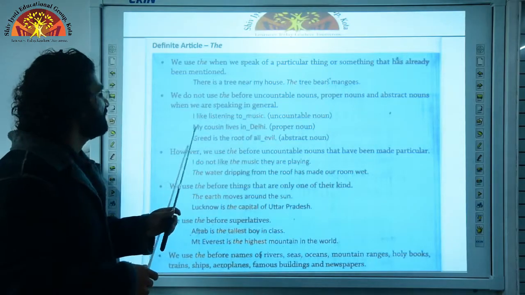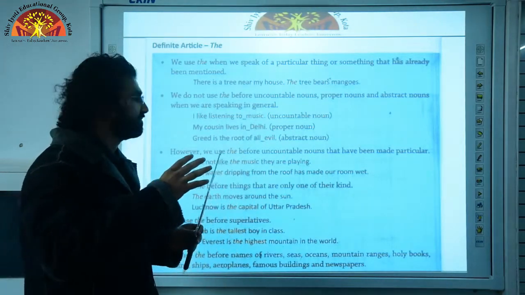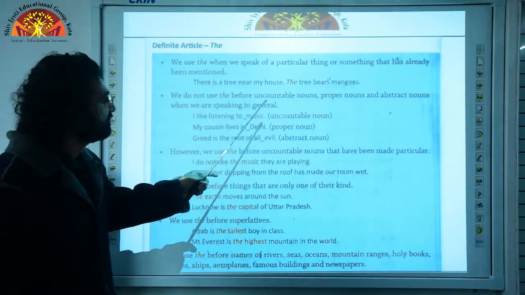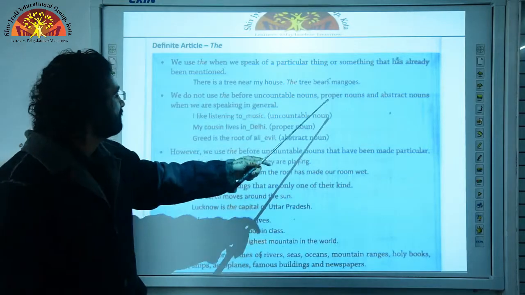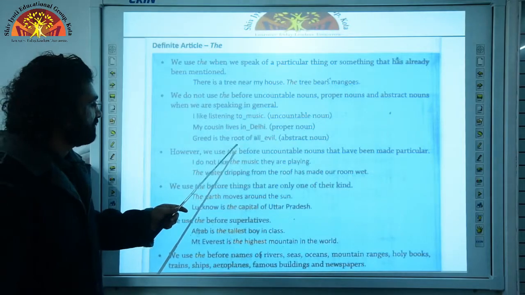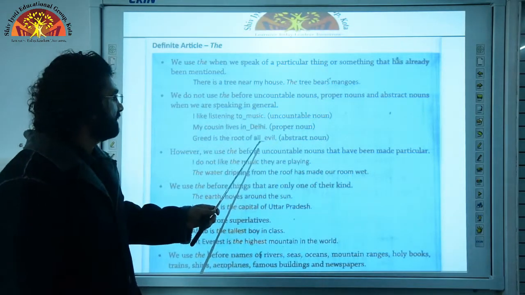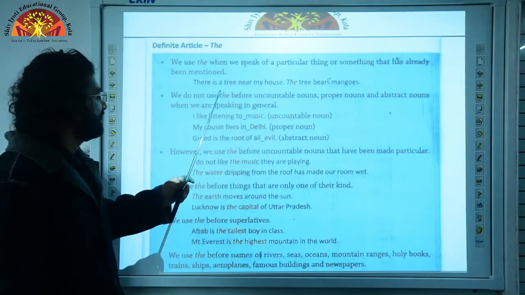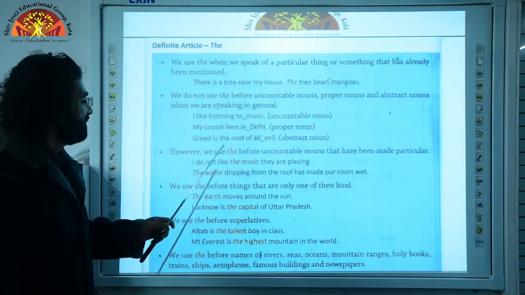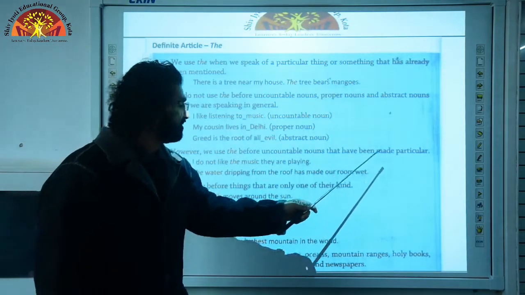My cousin lives in Chennai. We won't write "the" with names of cities because they are proper nouns. And as we have just now learned the rule that before proper nouns, we won't use the article "the". Greed is the root of all evil. Here we have an abstract noun, evil. We haven't used the article "the". We have avoided its use because that's the rule. However, we use "the" before uncountable nouns that have been made particular.